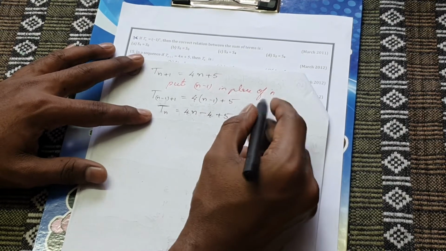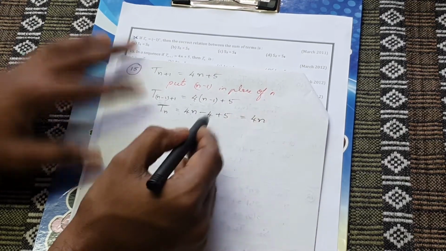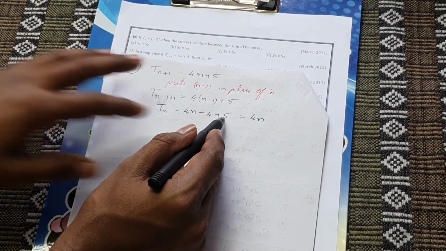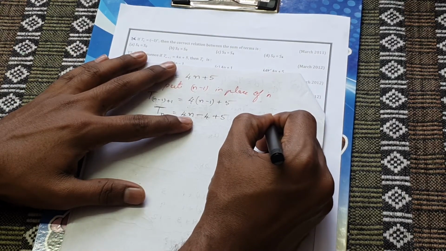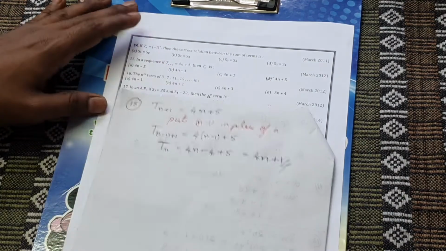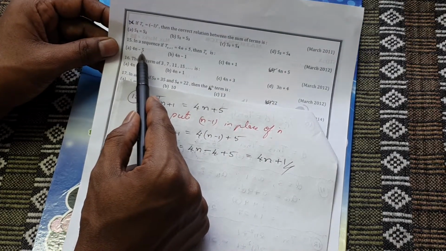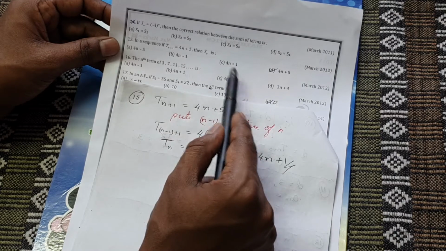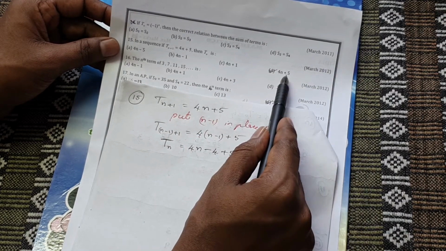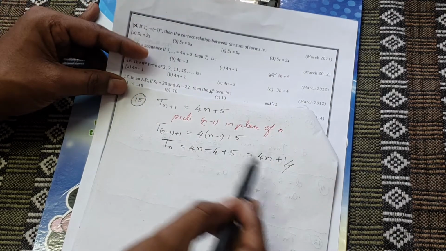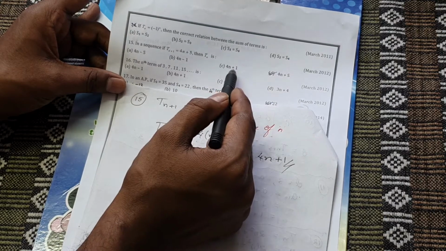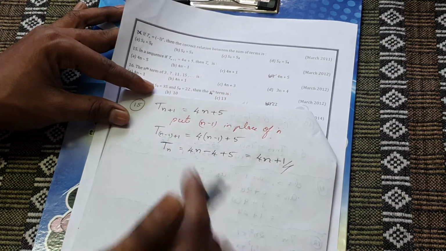So this is nothing but 4n. Now the constant is minus 4 plus 5, that is nothing but 5 minus 4. 5 minus 4 is plus 1. Therefore the nth term of this sequence is, the options are 4n minus 5, 4n minus 1, 4n plus 1 and 4n plus 5. Actually the right answer for this is 4n plus 1. Okay.